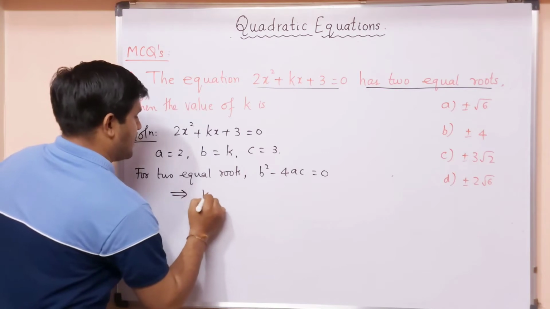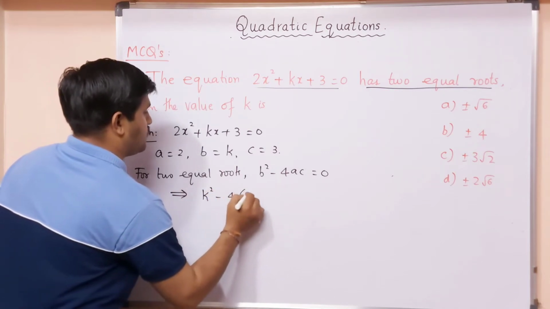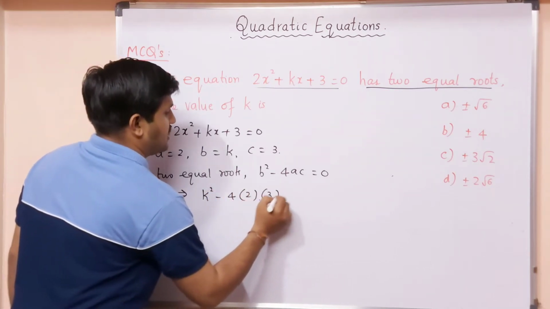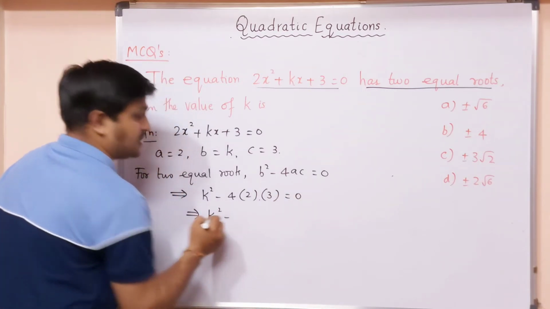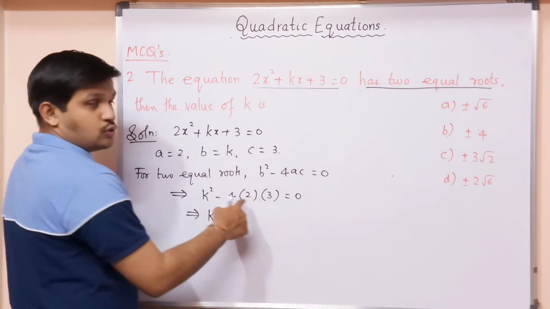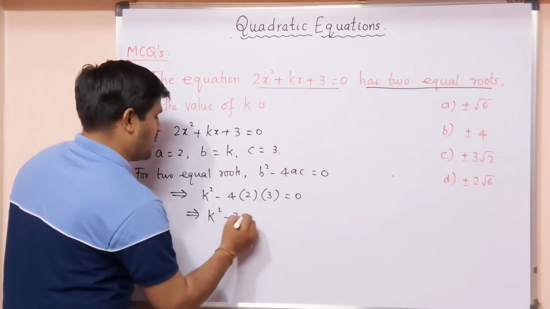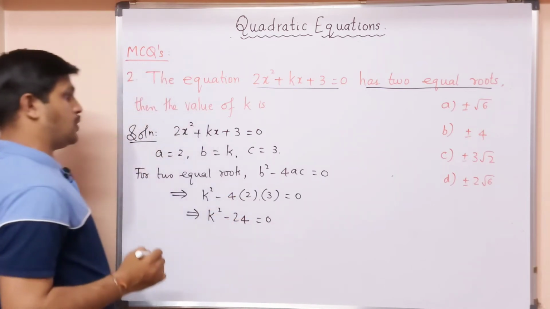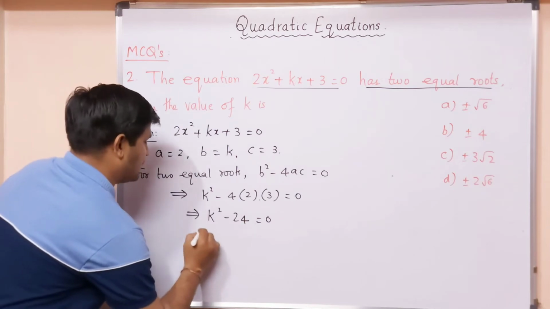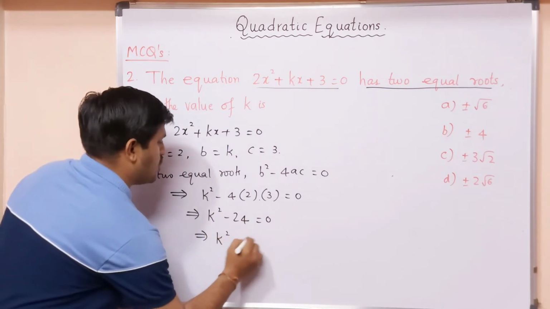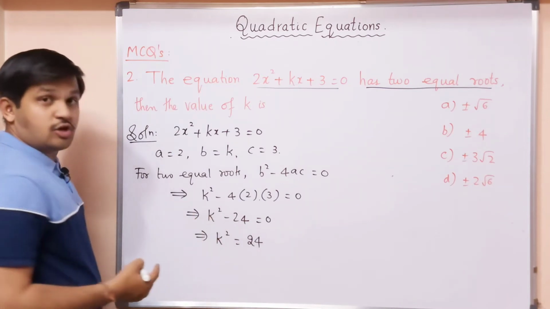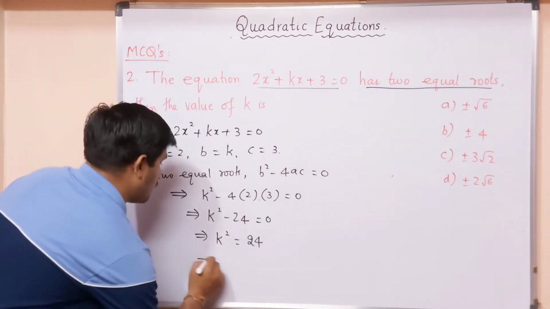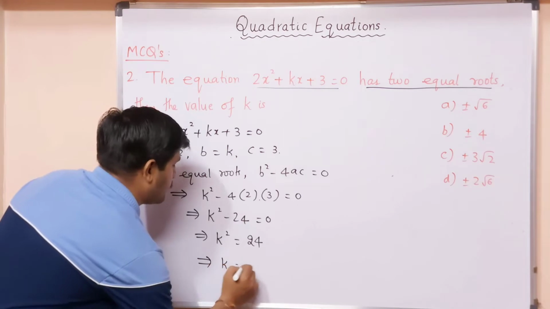So b square is k square minus 4 times 2 into c, which is 3, that is equal to 0. This implies k square minus 4 into 3 is 12, 12 into 2 is 24, equal to 0. Therefore k square is equal to 24. Taking square root on both sides, you will get plus or minus root 24. So what is plus or minus root 24?